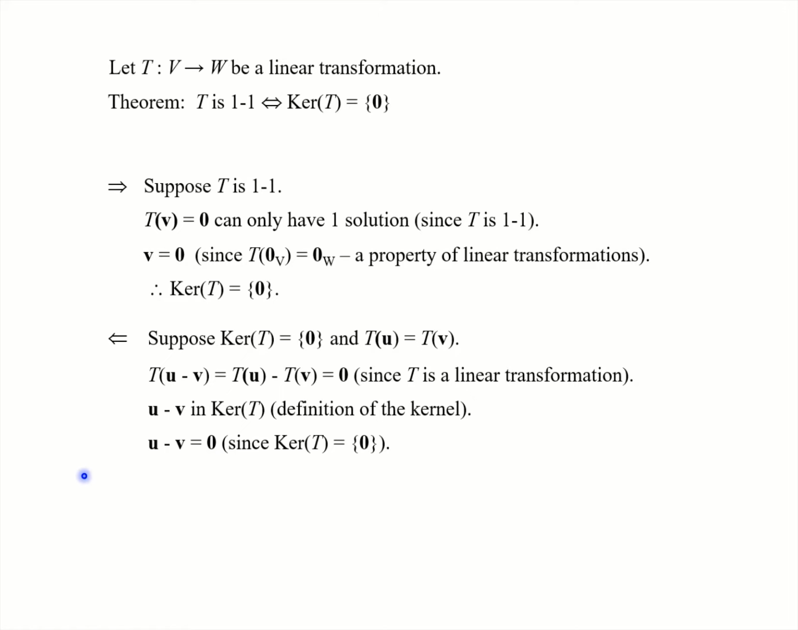And now we just use the properties of an equation and say that u equals v, and that shows one-to-one. Therefore, T is one-to-one, and we've shown this theorem, which is huge. Why is it huge? Because it makes verifying whether a linear transformation is one-to-one a lot simpler. So now we're going to go back and do more examples.